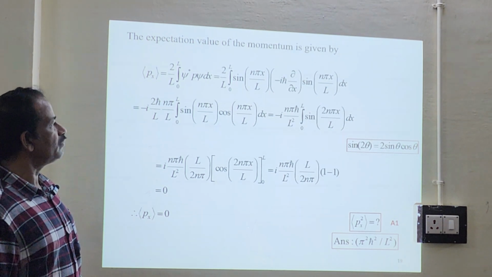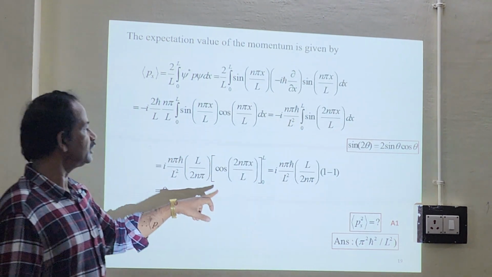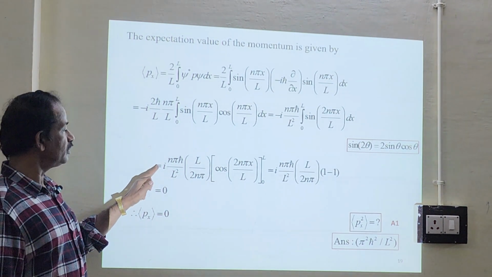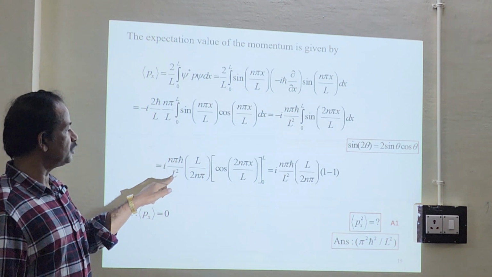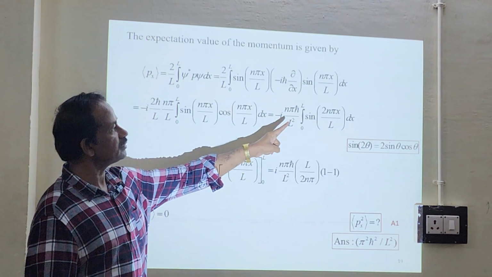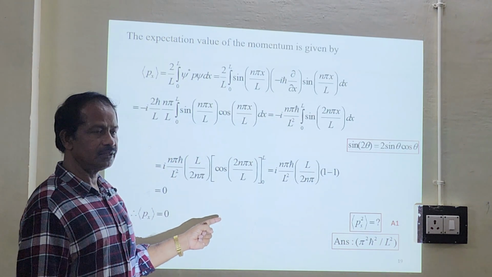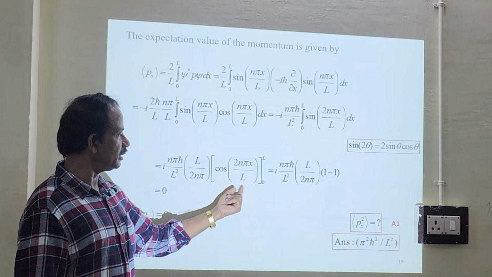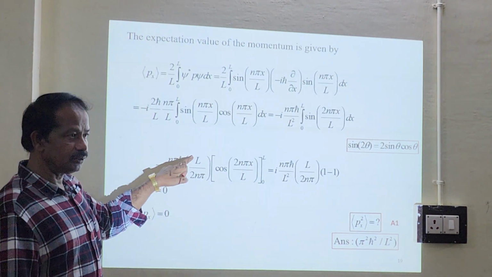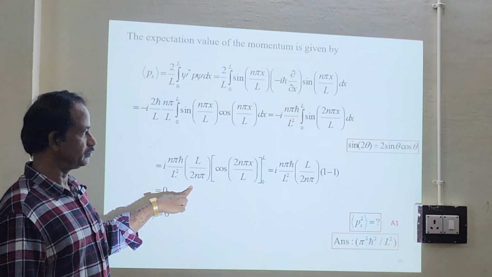So when you integrate sin, that will give you minus cos. So minus, you have minus will go off. So i n pi h bar by L square. Okay, when you integrate this one, sin 2n pi x by L, you will have cos 2n pi x by L divided by 2n pi by L, that will give you L divided by 2n pi.